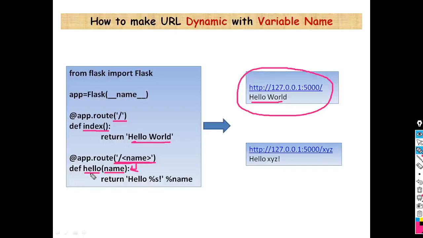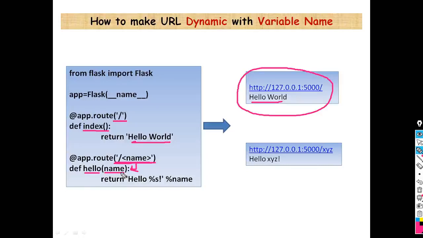So this hello function will be executed with the parameter name. And how can we write it? With the help of a return statement. This name, whatever name we provide with this URL, would be a string.